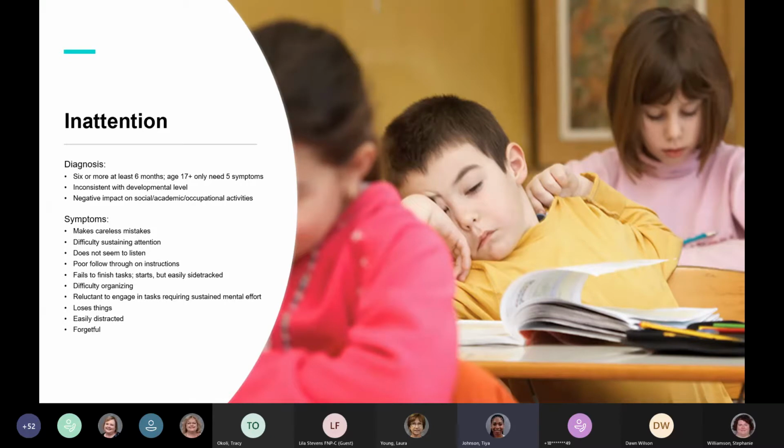So in order to diagnose the inattention portion, according to the DSM-5, you need to have 6 or more of the following symptoms that are listed on the screen for at least 6 months. Now, if you're 17 and older, you only need 5 of the symptoms. These symptoms need to be inconsistent with the developmental level, and they need to negatively impact social and academic occupational activities.